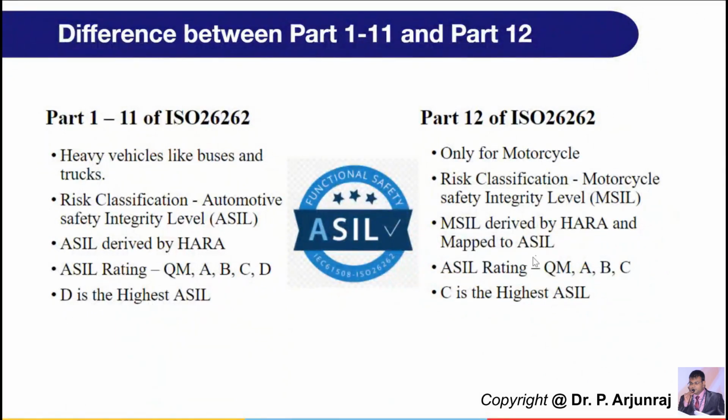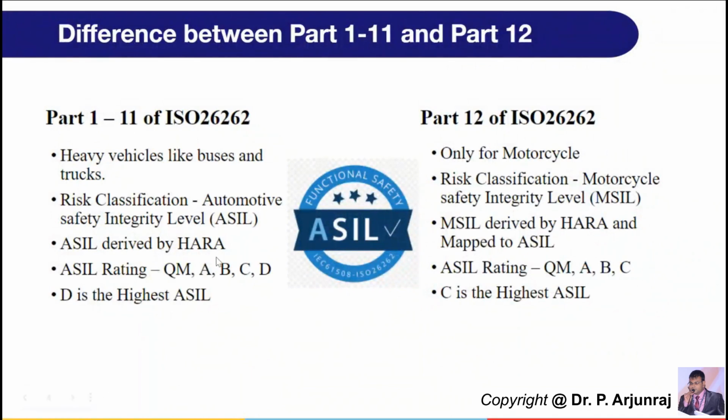Okay, and so here is how we are going to map. You see here in the case of ASIL rating, we have QM, A, B, C, D, right? But in the case of MSIL, we are going to have a rating in such a way: QM, A, B, C.